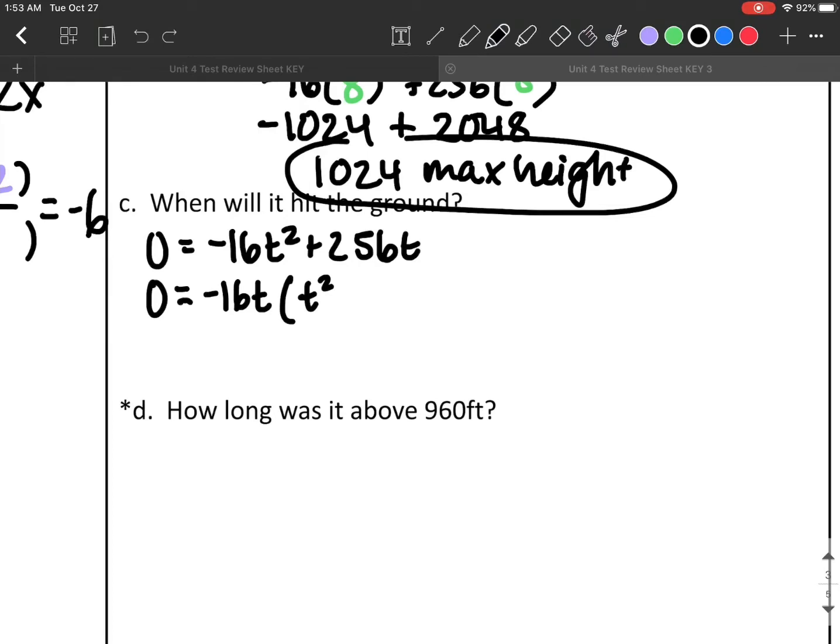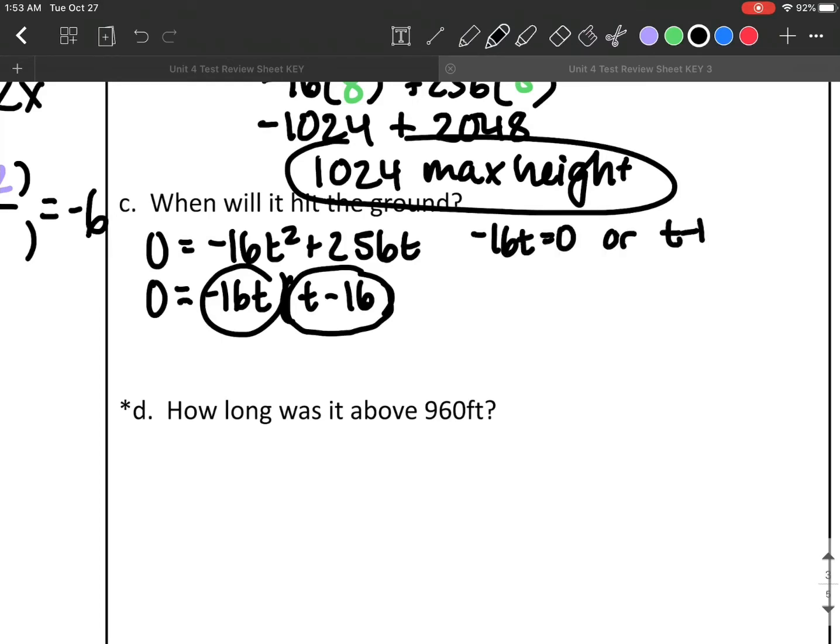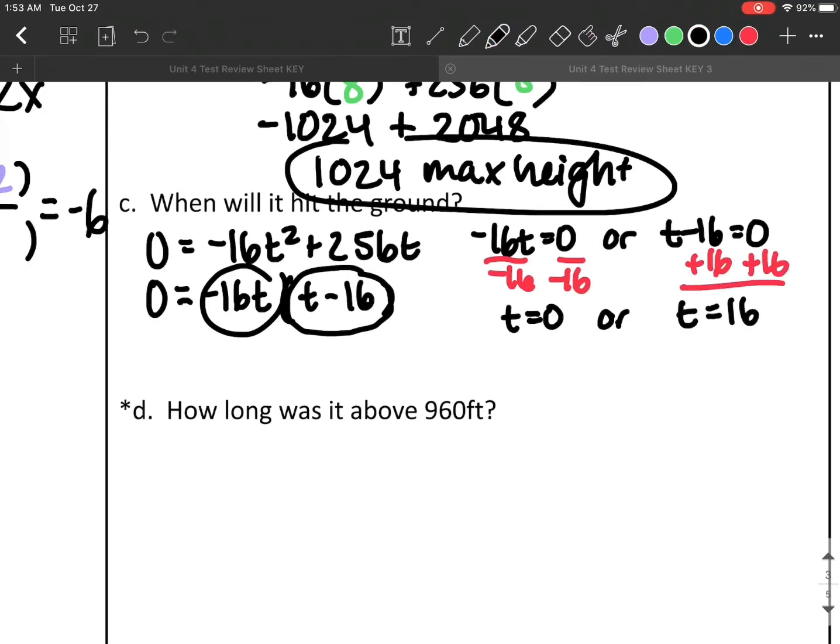My bad. No, you're not. You're going to have t minus 16 times negative 16t. So I know that one of these two factors, negative 16t or t minus 16, has to be equal to 0 for the product to be equal to 0. So negative 16t is equal to 0, or t minus 16 is equal to 0. For the first one, I divide by negative 16 on both sides and I get t is equal to 0, or on the right-hand side, I add 16 on both sides to get t is equal to 16.